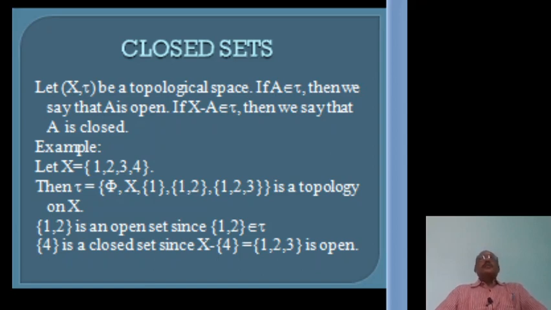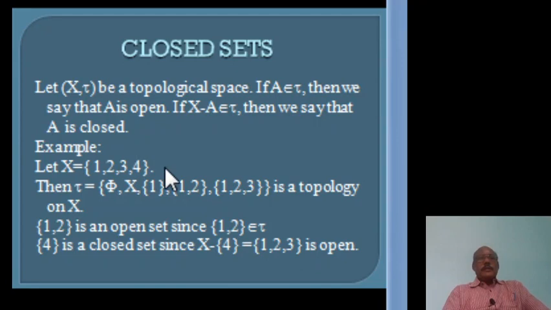If tau is a topology on X, then the ordered pair (X, tau) is called a topological space, and the elements of tau are called open sets. So if A belongs to tau, then we say that A is open. On the other hand, if the complement of A belongs to tau, that is, if the complement of the set A is open, then we say that A is closed. So the definition for a closed set is: its complement is open.